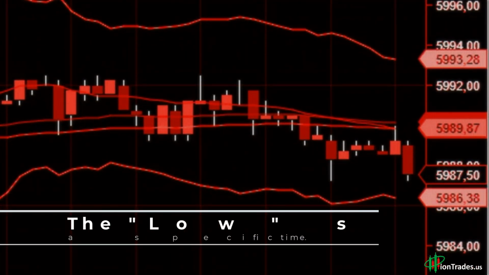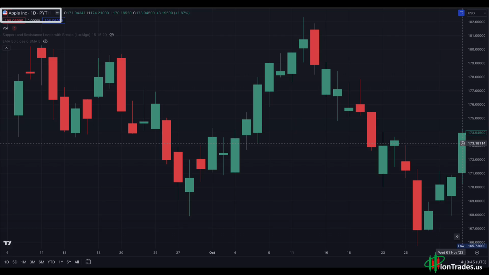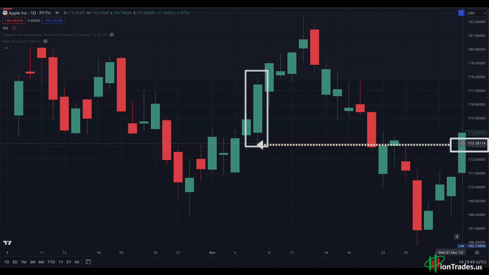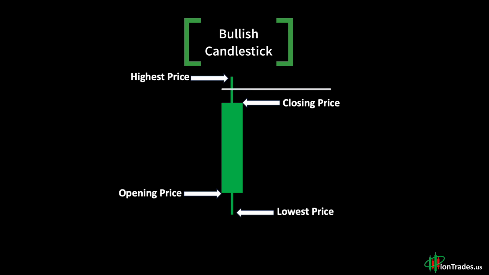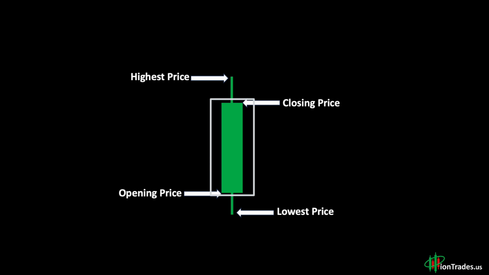The low signifies the floor, the lowest price reached by an asset during a specific time. Let's revisit the daily stock chart for Apple. This single candle symbolizes one entire day, and the lowest price reached for that day was $173. In a bullish candlestick, the closing price is higher than the opening price, and the real body is usually colored green. Let's move on and look at the bearish candlestick.